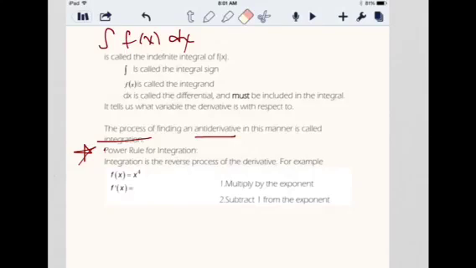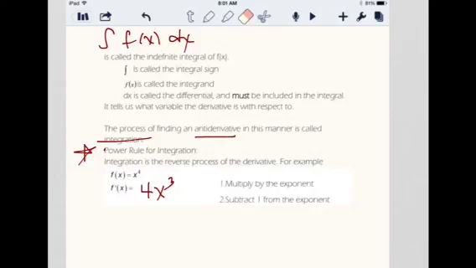Integration is the reverse process of the derivative. For example, if f of x equals x to the fourth, the derivative would be, think about it, you know the answer to this, the derivative will be 4x to the third. The process by which we did that is the power rule that we learned for the derivative. You begin by multiplying by the exponent, and then you subtract 1 from the exponent. On the next slide, we'll attempt to figure out how to reverse the process. So literally, we will do the exact opposite of what we had just done. We multiply by the exponent and then we subtracted 1.